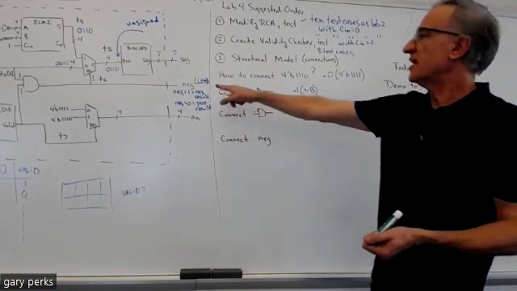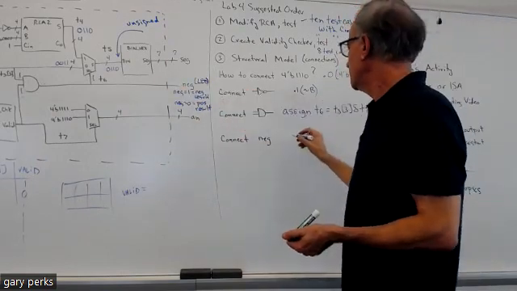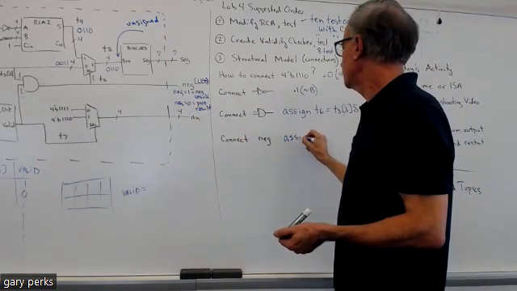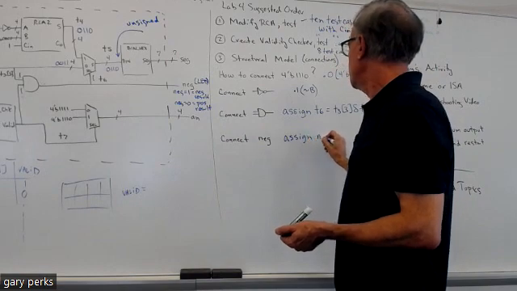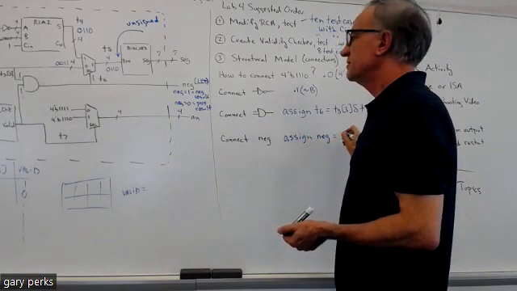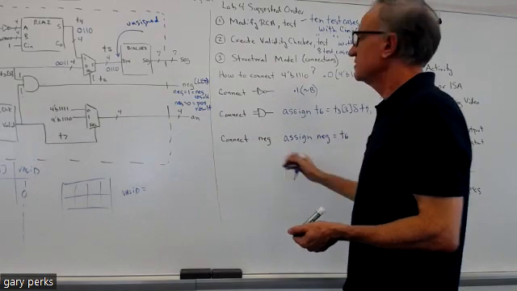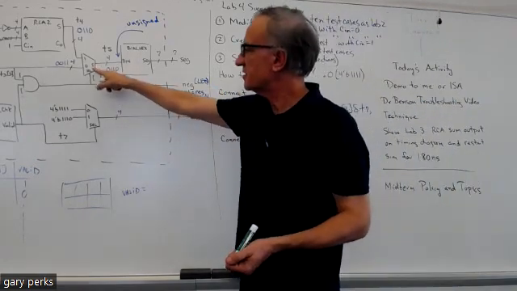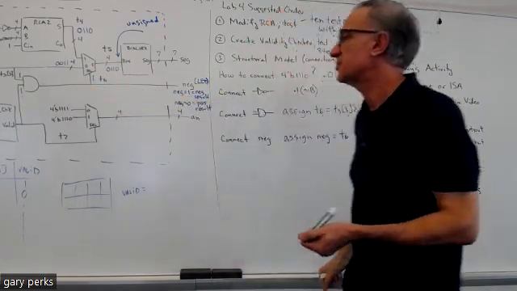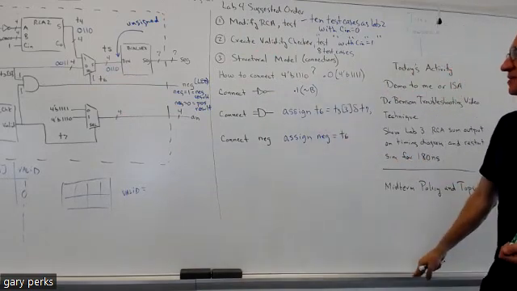And then same thing with the neg. All right, to connect the neg, you would just use an assign and just put neg equal to T6, right? Because neg is connected to T6, just like the select is, and just like the output of the AND gate is.